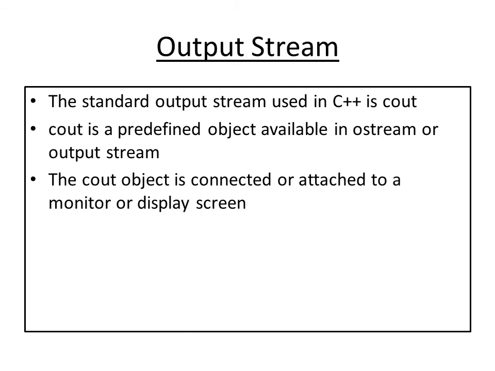Next is the output stream. The standard output stream in C++ is cout. The input was cin, the standard output stream is cout. Cout is a predefined object available in ostream or output stream. It is attached to a monitor or a display screen. For cin, when we put an input in the computer, it will be stored in the main memory in bytes, and these bytes will be displayed on the display screen in the language that we understand.